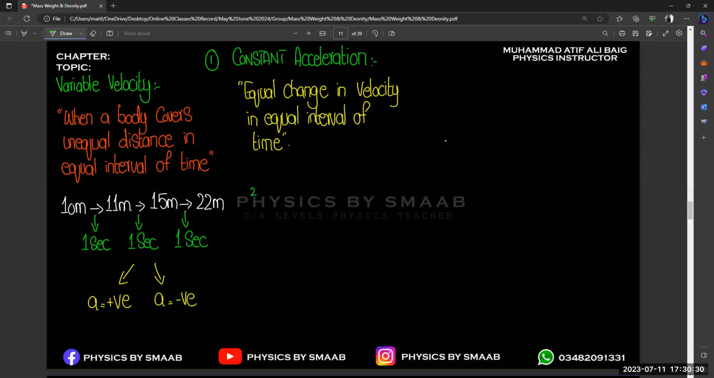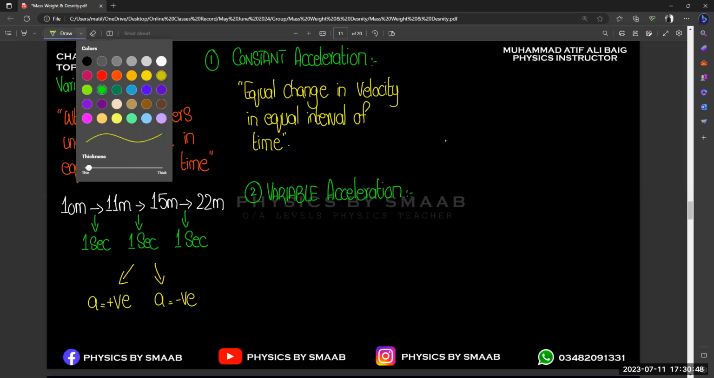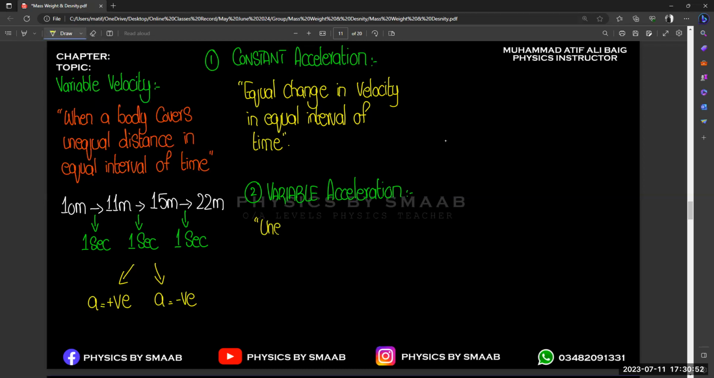Second concept again, the same: variable acceleration. We already talked about constant acceleration, so this will be variable acceleration. There are different definitions in your textbook and your notes, but you may write any definition, only the concept should be clear, right? So unequal change in velocity in equal interval of time.